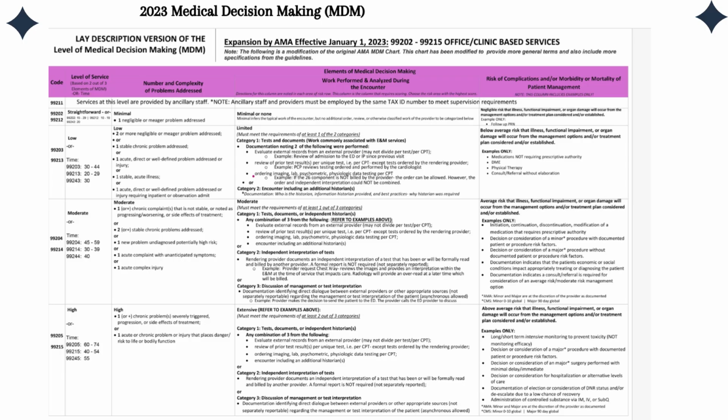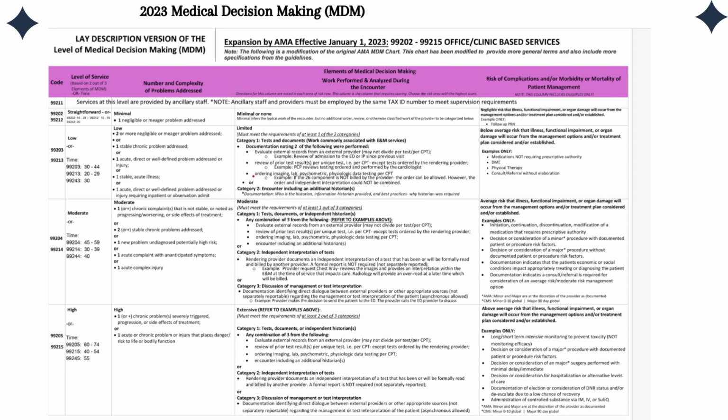If you are having trouble seeing it, don't worry. I will share a link to the document in the video description. The level of medical decision making table is a guide to assist in selecting the level of MDM for reporting an E/M service code. The table includes the four levels of MDM, that is straightforward, low, moderate, and high, and the three elements of MDM: the number and complexity of problems addressed at the encounter, the amount and complexity of data reviewed and analyzed, and the risk of complications and morbidity or mortality of patient management.